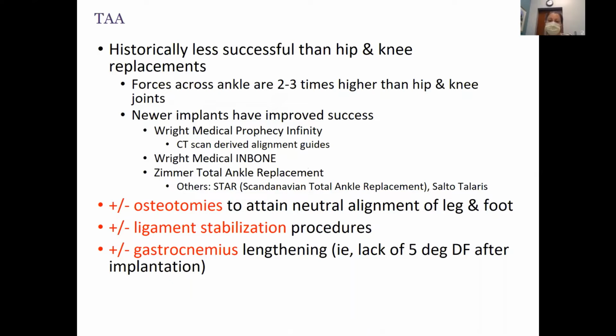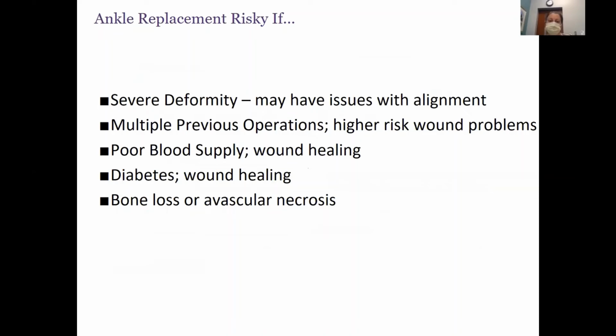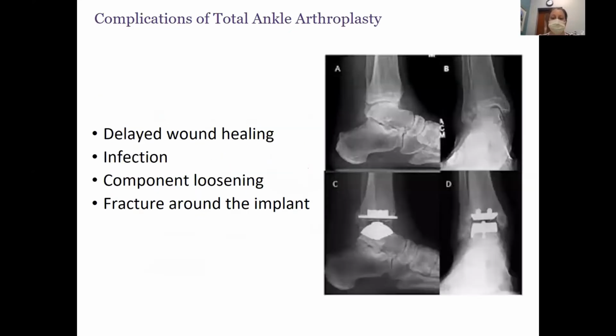In addition to a total ankle replacement, you may also need additional procedures at the time of surgery to further give you the best potential outcome. So ankle replacement is risky, but not absolutely contraindicated if you have severe deformities, some blood supply issues, diabetes, or if there's any potential bone loss. Because what we do is get additional imaging studies that help us to better evaluate if you would be a potential candidate for this surgery.